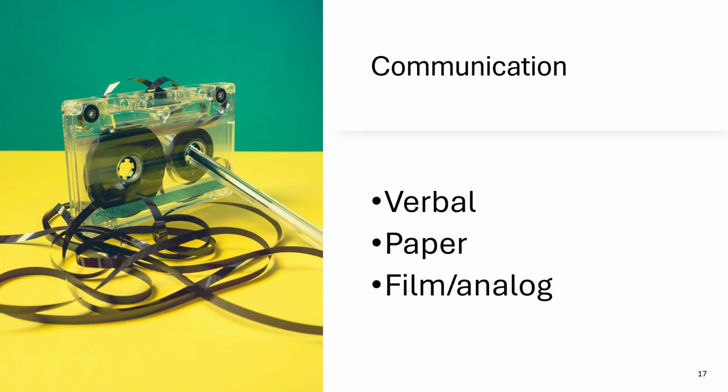In healthcare, data has been transmitted in many different ways, some efficient, some less than ideal. We're going to look at verbal communication, and we'll look at some other things like paper medical records, and we'll look at some analog formats, and we'll talk about what those mean. But when we're dealing with verbal communication, whether it's in person or by phone, it has the advantage of being direct and immediate, but there's a downside.